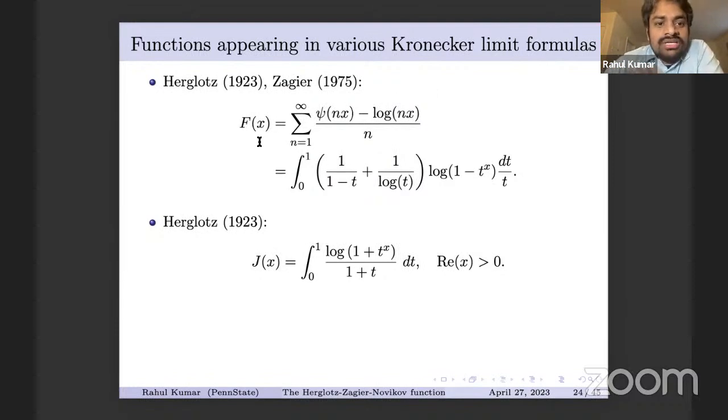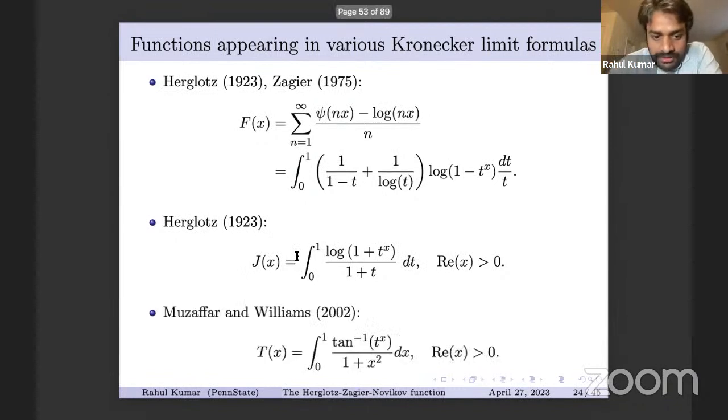This function f appeared in the paper of Herglotz in 1923 and Zagier's paper in 1975. Then this j of x function that I mentioned on my first slide appears in the paper of Herglotz in 1923. And Muzaffar and Williams in 2002 studied a canonical limit formula for a restricted Epstein zeta function. In their canonical limit formula, these three functions f, j, and t all appear together.